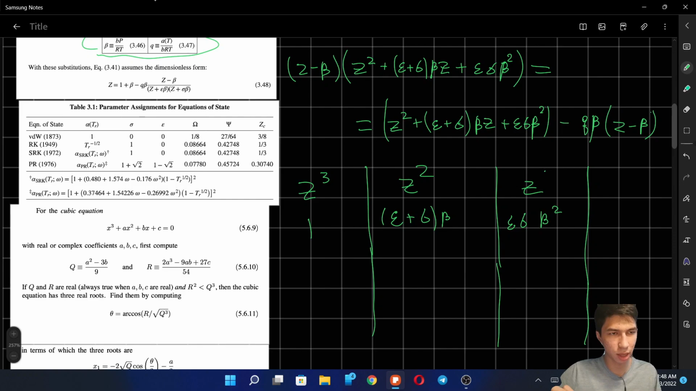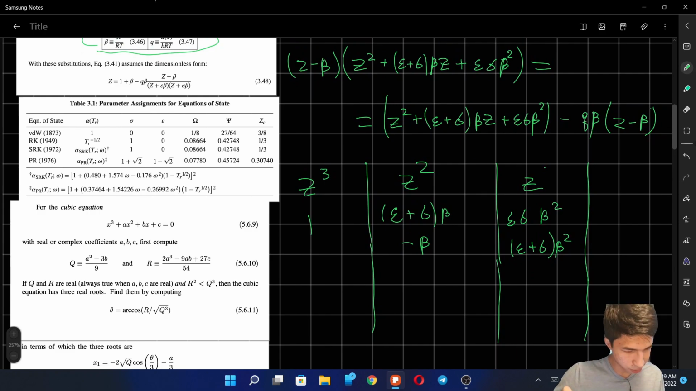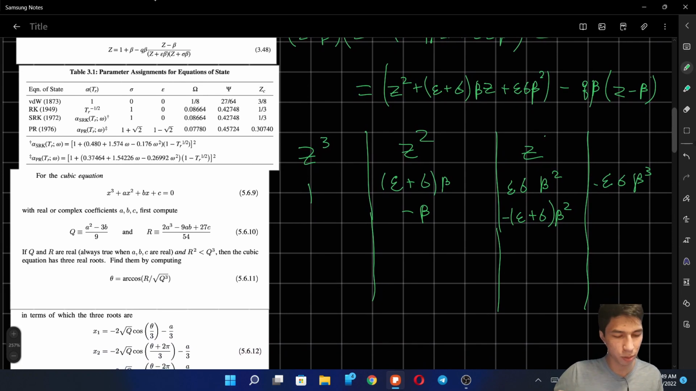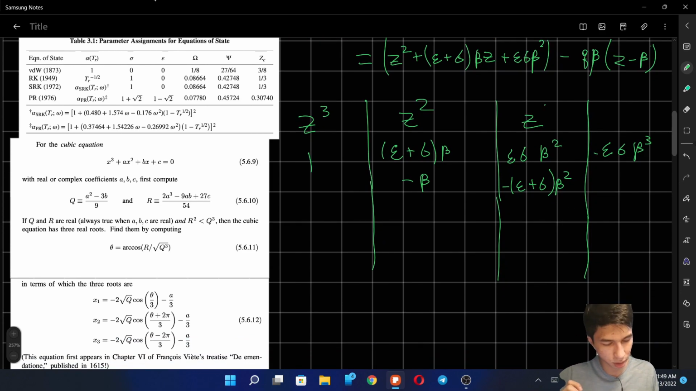So if we open this thing, now if we multiply everything by beta, we're going to have minus beta. We're going to have z in terms of epsilon plus sigma beta squared, and we're going to have epsilon sigma beta cubed, which is minus, and this is also minus, right? And if we move to this side, we're going to have this thing, but as it's the other side of our equation, we're going to include the negative signs, right? So we're going to have -1, and so this is going to be negative epsilon plus sigma beta and negative epsilon sigma beta squared.